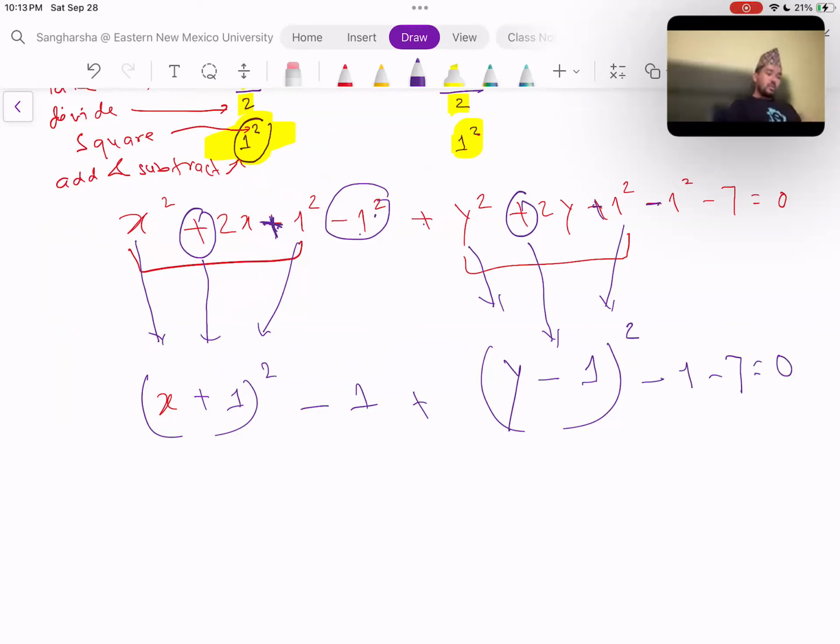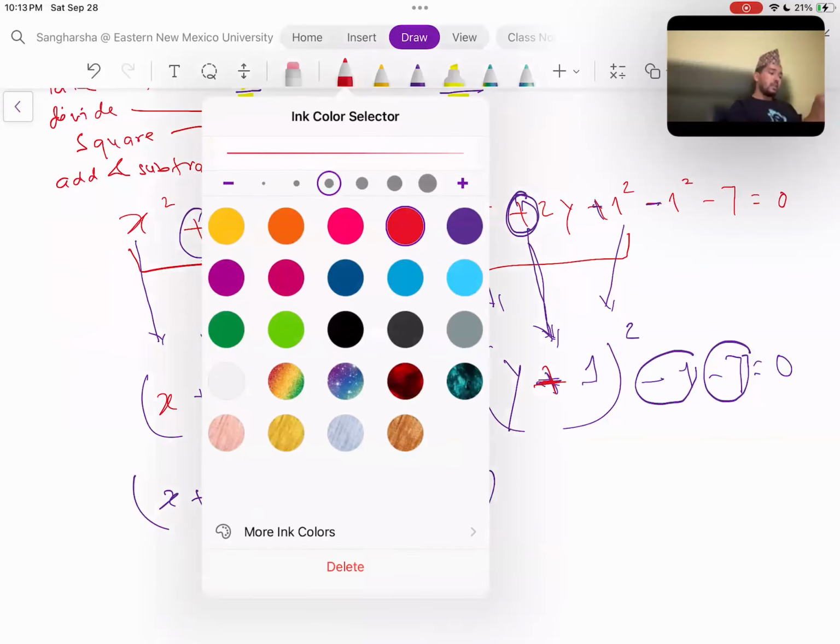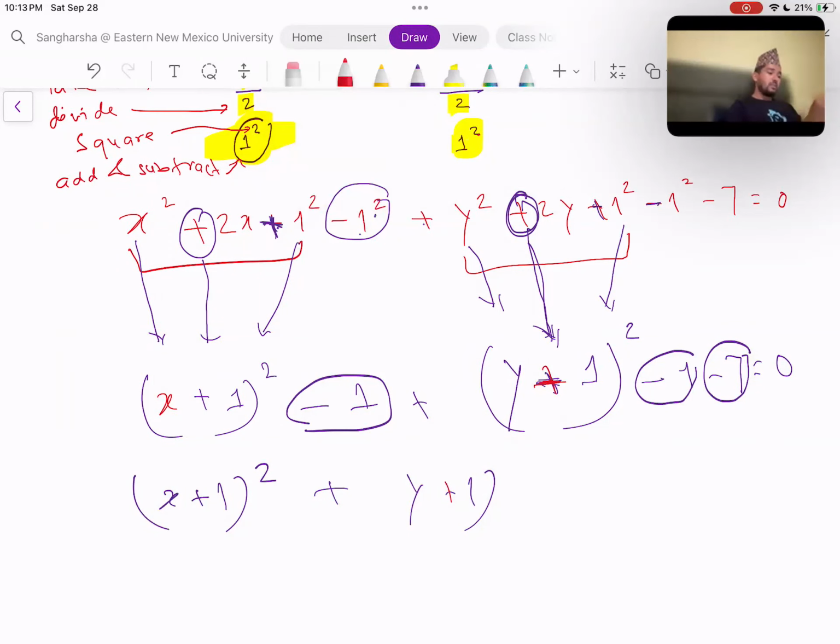Now we look for the like term. So -1, -1, -7, these are like terms. And we can take all these numbers to the other side. So we have x plus 1 square plus y minus, sorry, this is not y minus. We have positive here. It means you are using the same sign. So it should be positive. So we have y plus 1 square equals to, so if we take all these numbers on the right side, we have 7, 8, 9. Any question here?